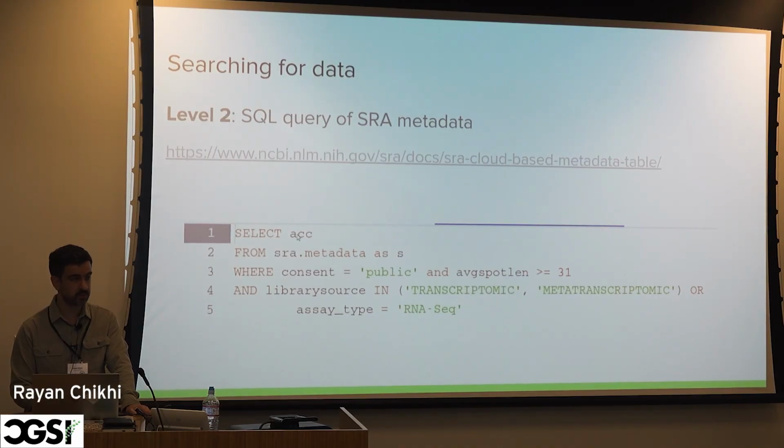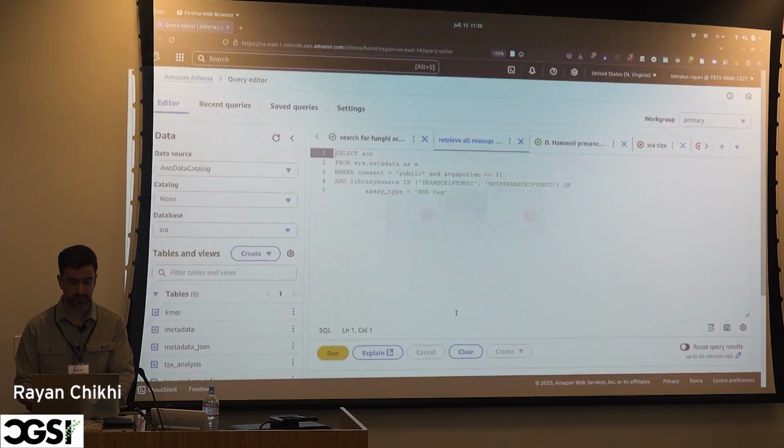It selects all accessions from the SRA metadata table that not only are public, but contain reads that on average are longer than 31 base pairs. And those reads come from libraries which are transcriptomics or metatranscriptomics. Furthermore, apparently this is also OR RNA-seq. So this is a comprehensive way to select. You can also do it on a website, I suppose, but this is more versatile. You can select all RNA-seq data from the SRA in a few command lines, and I will just illustrate shortly how to do this.